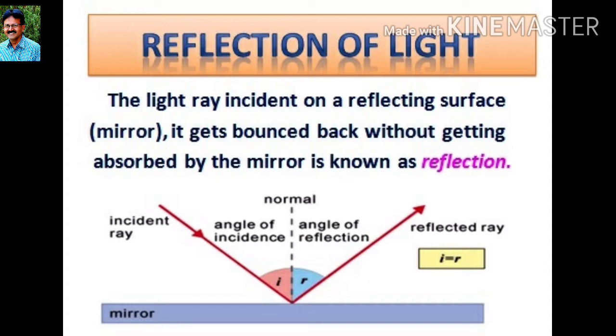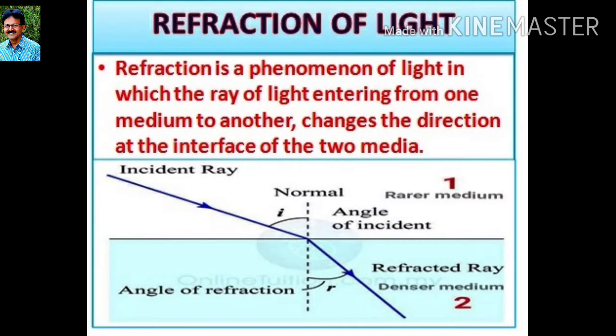Now we know about reflection of light. When a light ray is incident on a reflecting surface like a mirror, it gets bounced back without getting absorbed by the mirror. This is known as reflection. Now, refraction of light. Refraction is a phenomenon of light in which the ray of light entering from one medium to another changes its direction at the interface of the two media.